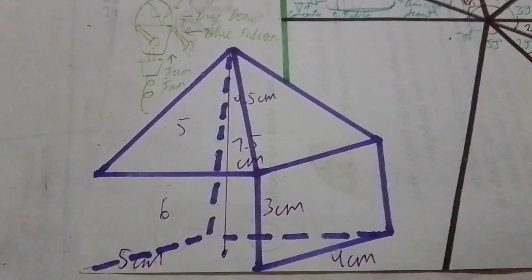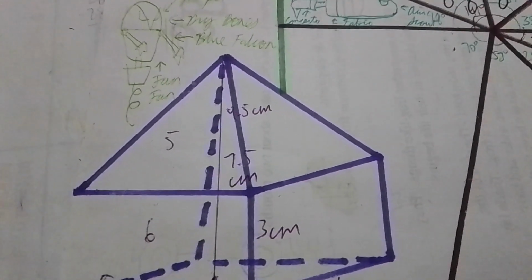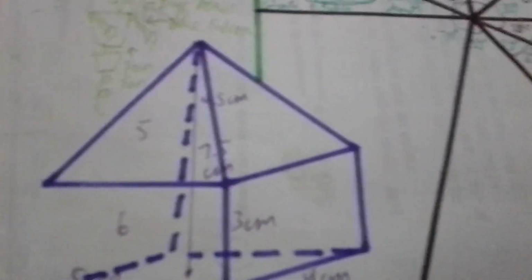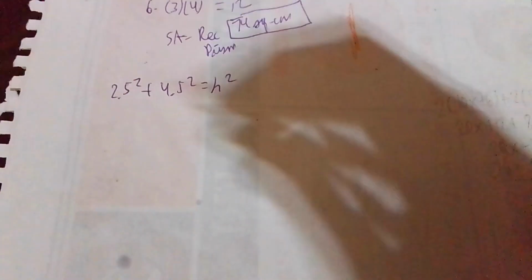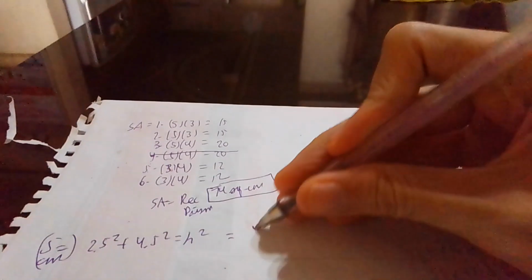So as you can see, remember the base of 5 centimeters and 4 centimeters. We can split that into 2. So therefore, if we work on one side of the triangle, we should have 5 divided by 2, which is 2.5. So therefore, we have 2.5 squared plus 4.5 squared equals h squared. That's on one side. That's for 5 cm. This one. Tapos on the other side naman, we have this. This is the 4 centimeter.